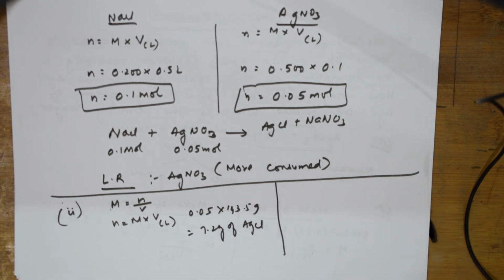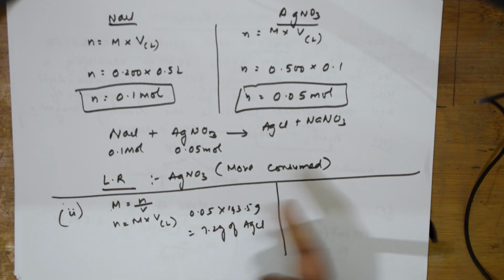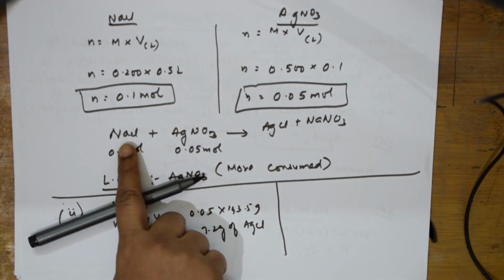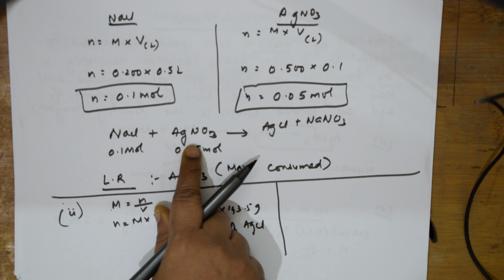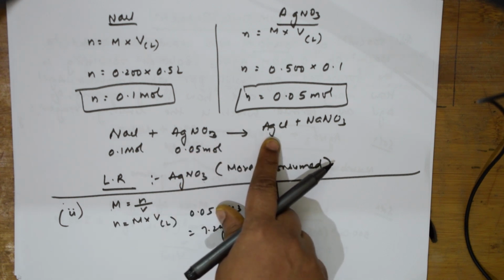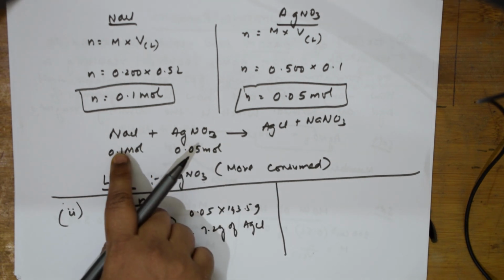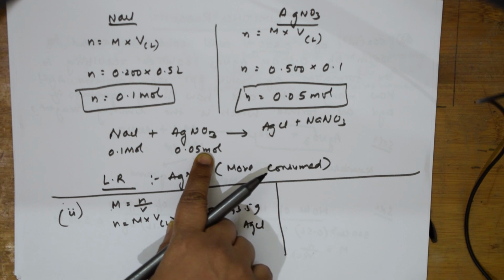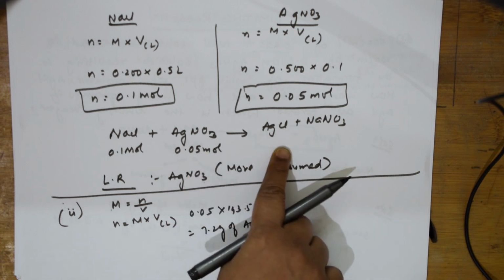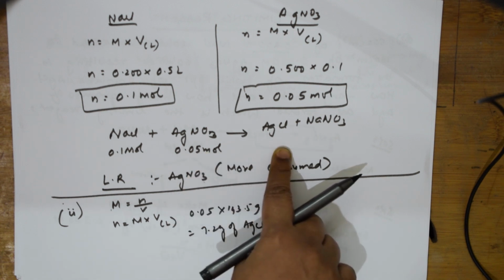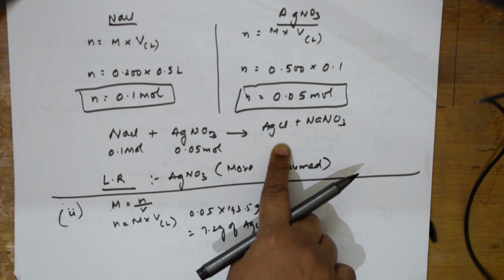Now next one, when I have to see the molar mass of AgCl. 143.5 is the molar mass of AgCl, isn't it? Yes, fine. How did I get this? See, 1 mole of NaCl combines with 1 mole of AgNO3 to form 1 mole of AgCl. Come back again. 0.05 moles of NaCl combines with 0.05 moles of AgNO3 to form 0.05 moles of AgCl.